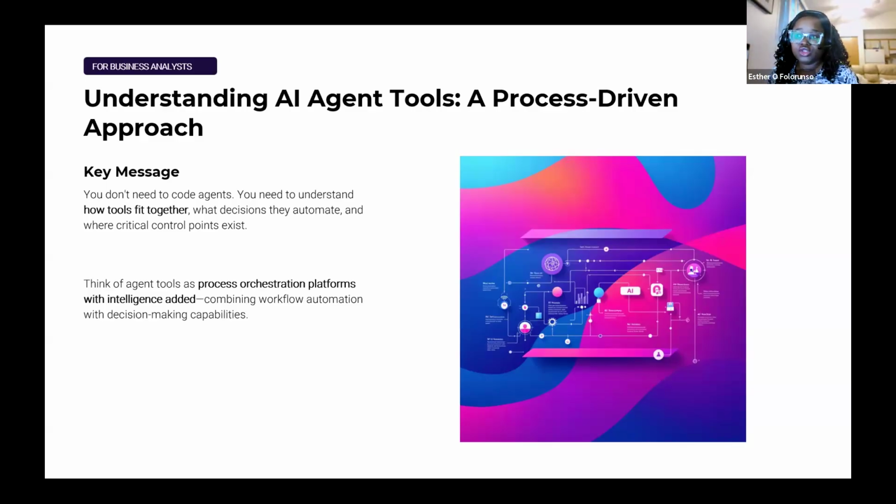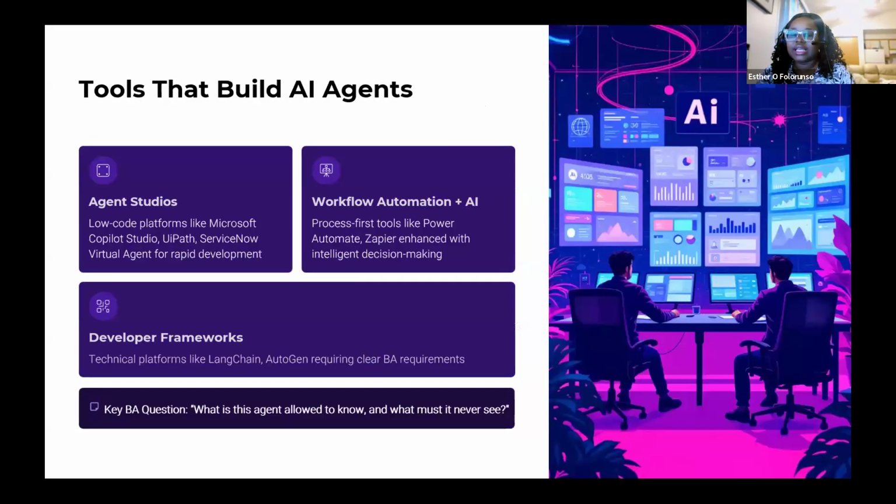What are your critical decision points? What decisions can be automated? So just think of the tools as process orchestration platforms with intelligence. Oh, these tools are just helping me and they kind of have the brain and the sense to do what I want it to do. Just think of those tools, just something like that.